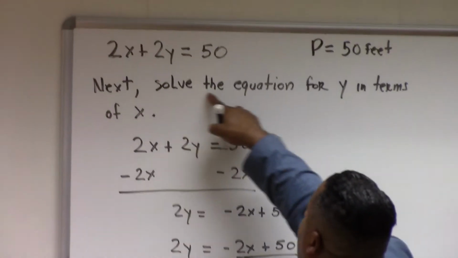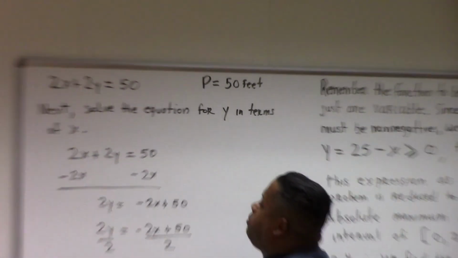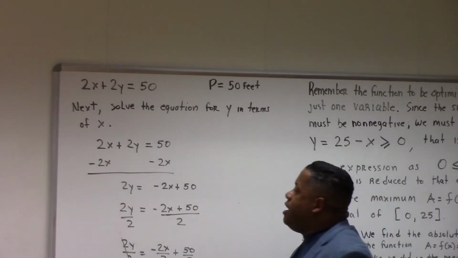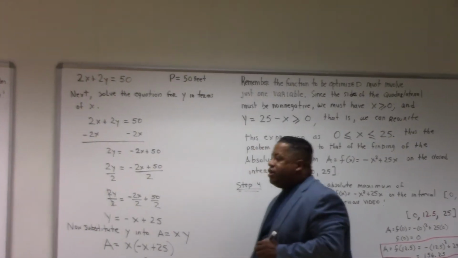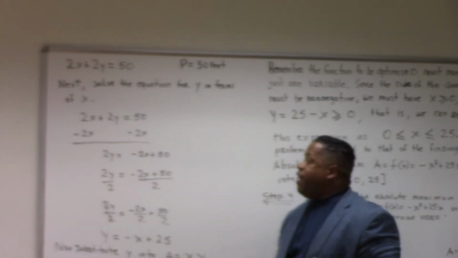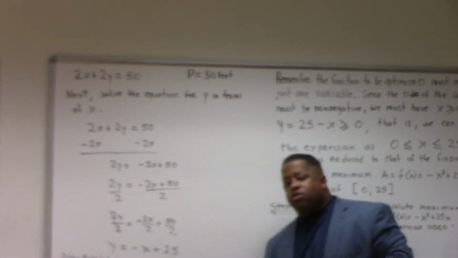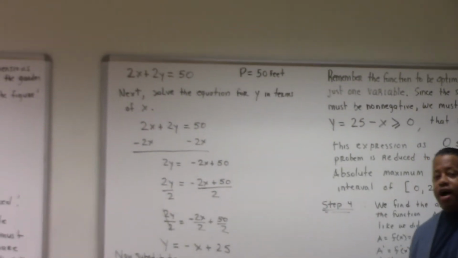Next, let's solve the equation for y in terms of x. We have 2x plus 2y equals 50. We subtract 2x from both sides, and we see that 2y is equal to negative 2x plus 50. To solve for y, we divide both sides by 2, and we come up with y equals negative x plus 25.